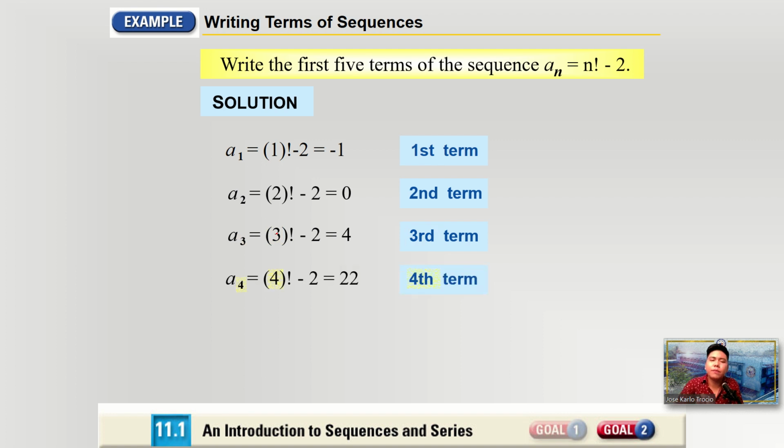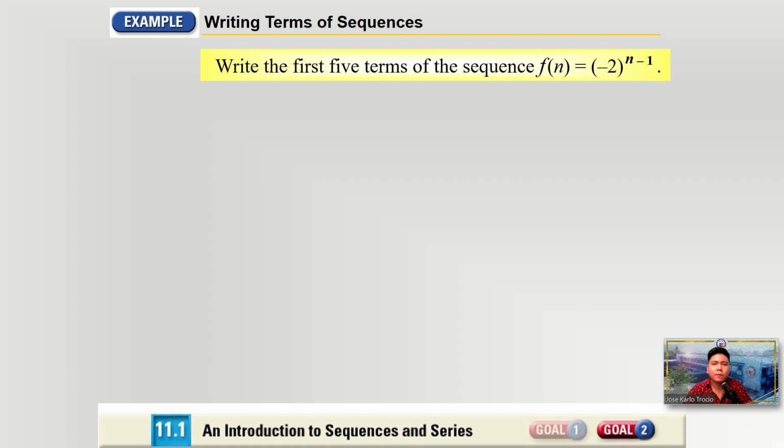How about 4 factorial? So 4 times 3, that is 12. 12 times 2, that is 24. Right? 24 times 1, that is 24. 24 minus 2, that is 22. How about 5? We already answered that earlier. That is 120 minus 2, 118. These are the terms. Let us continue.